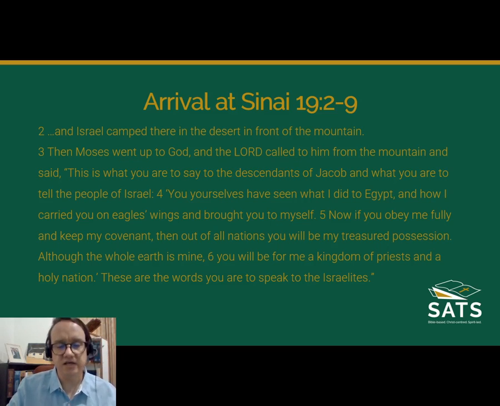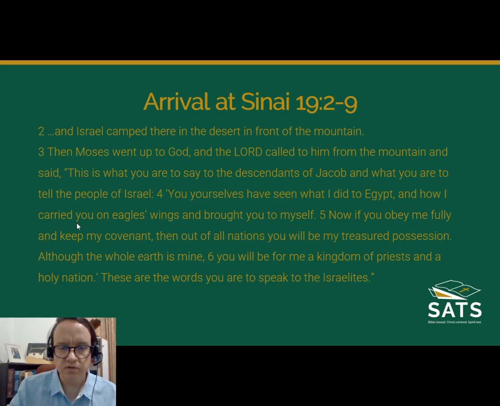So then finally, there's the Exodus. Moses goes, trouble, plagues, everything, and then the grumbling in the early part of the journey. Then in chapter 19, they get to Mount Sinai. Verse 2 at the end, it reads, "And Israel camped there in the desert in front of the mountain. Then Moses went up to God," that's Mount Sinai, "and the Lord called to him from the mountain and said, 'This is what you are to say to the descendants of Jacob, and what you are to tell the people of Israel. You yourselves have seen what I did to Egypt, and how I carried you on eagle's wings, and brought you to myself.'" Just look at those beautiful words.